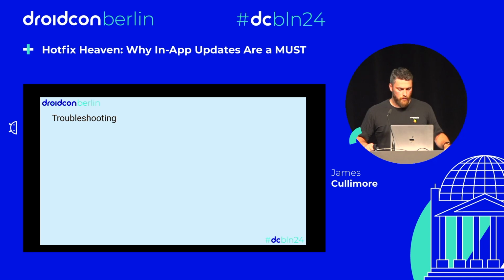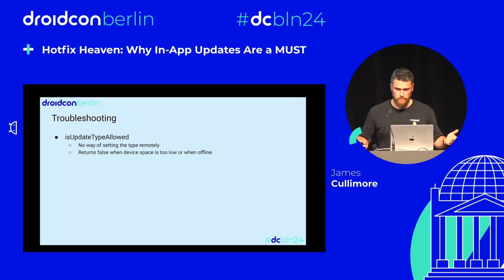So over the years and after some research, I noticed that there was a couple of issues. One of the first ones that came up was: is update type allowed? And you have no way of setting this remotely. So there's no way of saying, I want the flexible flow or I want the immediate flow. It's all based normally on your priority. So it's a bit confusing. Reports online then said that this is completely redundant. That's not really the case either, because it also returns false when the device space is low or when it's offline. So it's not completely redundant. Might be named badly, but it's a bit confusing.